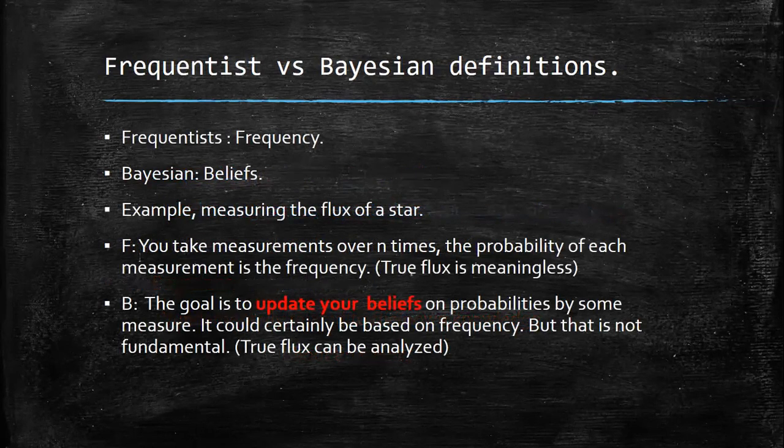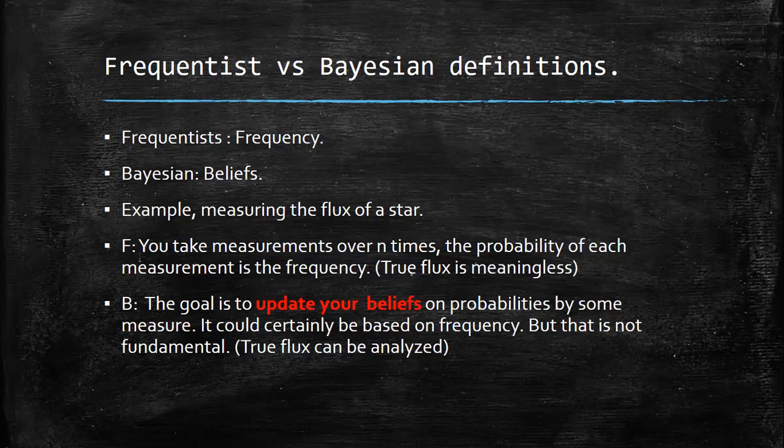So let's try to make sense of what that means more precisely. Let's have a cheat sheet on the top. For frequentists, it's frequency, and for Bayesians, it's beliefs based on which they make probabilities. So let's see an example.